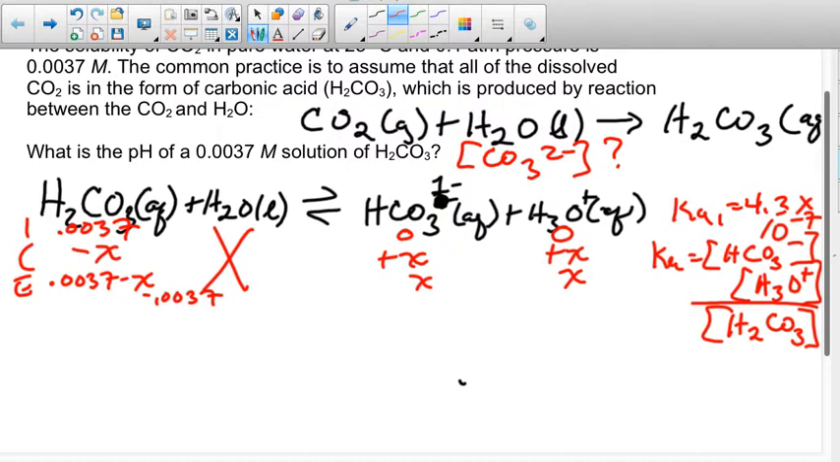Are you doing K1 over K2? K1 over K2 has to be greater than 10 to the third. If K1 divided by K2 is greater than 10 to the third, then you use K1. Yes, but can K2 be a factor of 10 to the third greater than K1? No, your Ka1 is always going to be larger than your Ka2.